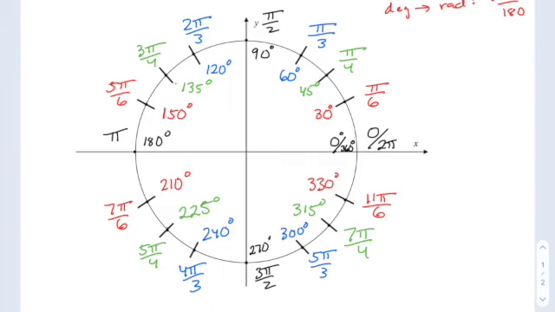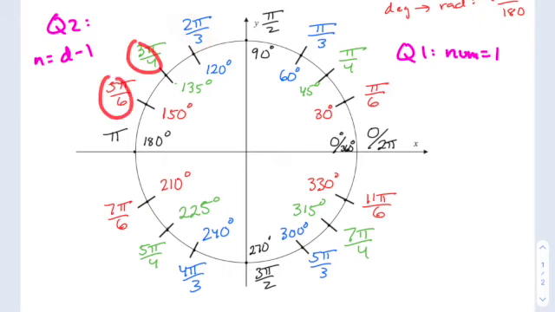And their numerators have a pattern. In quadrant 1, all the numerators are equal to 1. 1 pi over 6, 1 pi over 4, 1 pi over 3. In quadrant 2, all the numerators are 1 less than the denominator. So for example, 2 pi over 3, 3 pi over 4, 5 pi over 6.